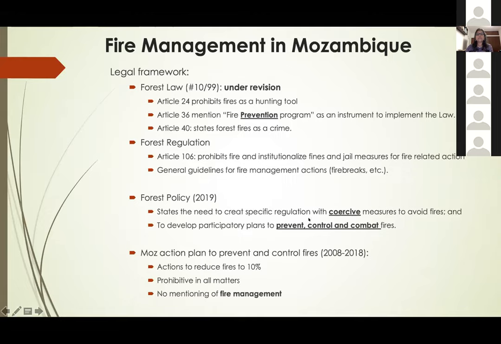So, fire management in Mozambique. Here is a bit of a sample of the legal framework in Mozambique. As you can see, in general, the legal framework is very prohibitive. The forest law and its regulation talk about fire prevention and state fires as a crime. There is a bit of fire management in the regulation, but just mentioning fire breaks. The recent forest policy from 2019 also talks about coercive measures to avoid fires, but states the need to prevent, control, and combat fires. Our action plan on preventing and controlling fires is out of date now, but again, it's very prohibitive, and it doesn't mention fire management at all in the document.